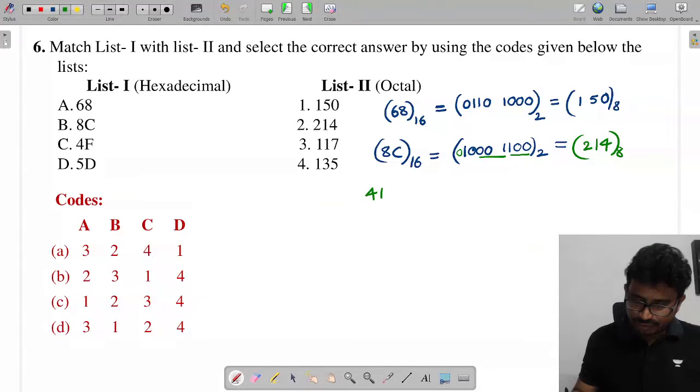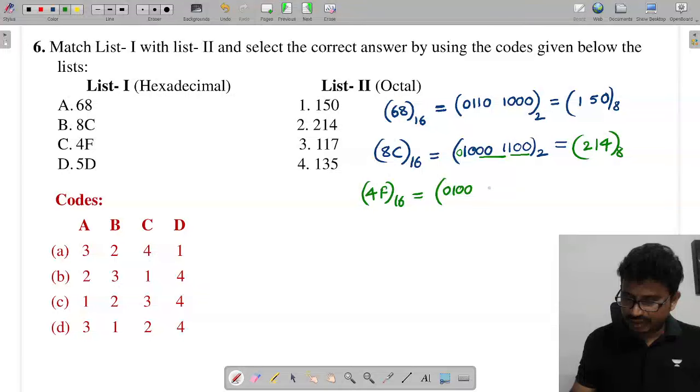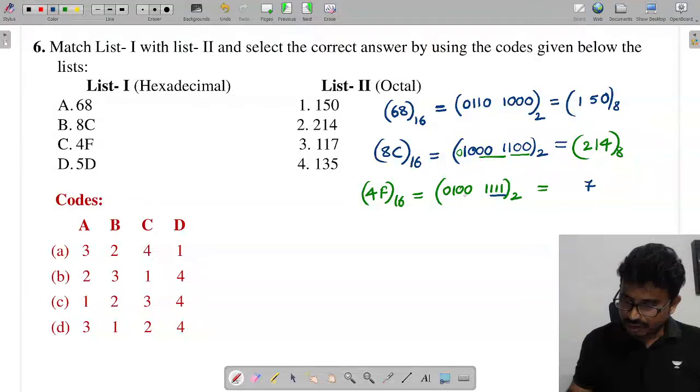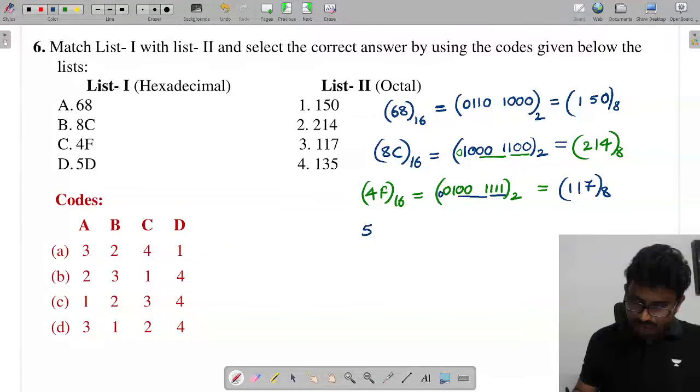Next, what else? 4F in base 16. Tell me, how can we write the 4? 0100. F means 15, 1111. Now we need to group it into 3 bits. 3 bits, that is 7. Next, 1. And this is 10, we can place 0 here. So this is 1. So this is 117.